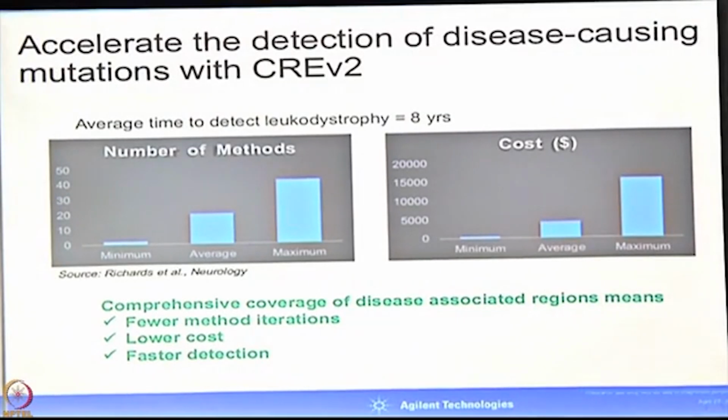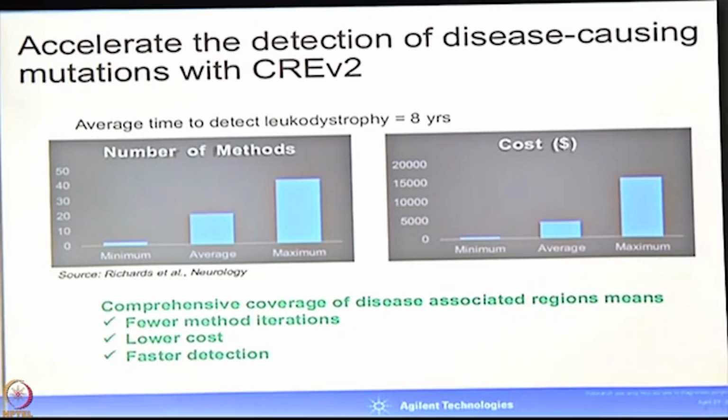So if you think about when the doctor is going to diagnose this leukodystrophy, it takes 8 years, right, by the normal method. And on average they do around 20-30 tests to diagnose this one. It takes 8 years, right? And the cost goes up to like $20,000, right? But when you do one simple test, our clinical exome panel, you easily identify this mutation for the leukodystrophy, and it is very cost effective, right?